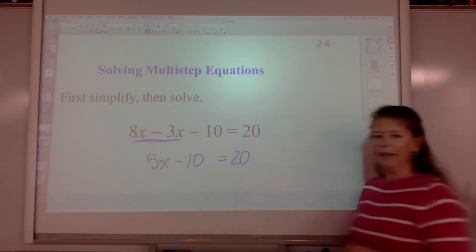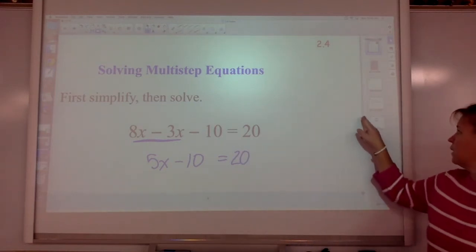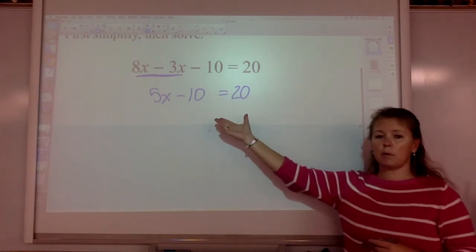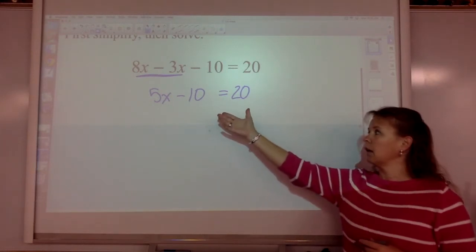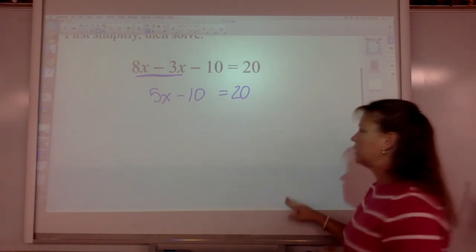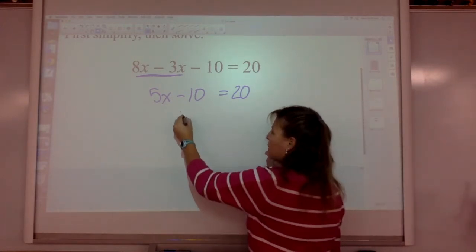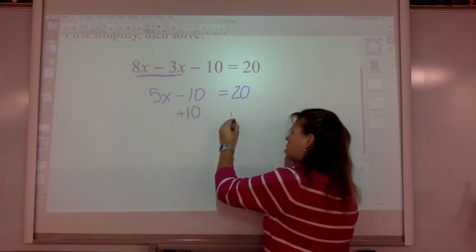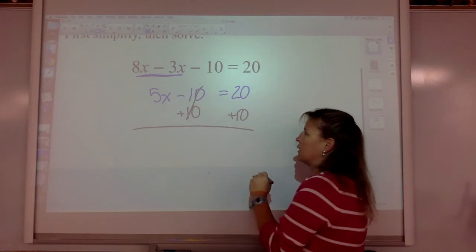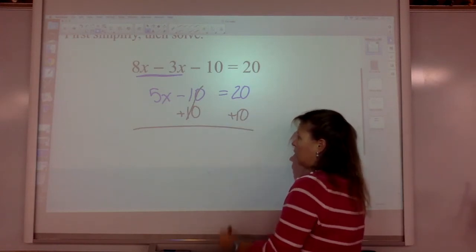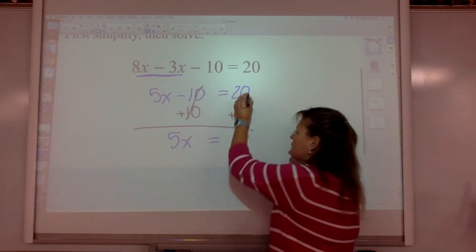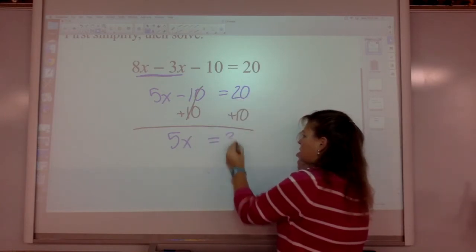We simplified, and now we have a two-step solving problem, just like we did in our previous section. So you should be pretty comfortable with this, but it does take that extra step to get there. Step one is always to undo any addition and subtraction. Whatever you do on one side of the equation, plus 10, you have to do to the other side, plus 10. 5x equals 10 plus 20 is 30.